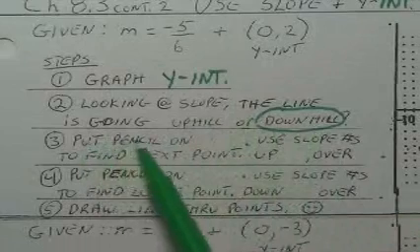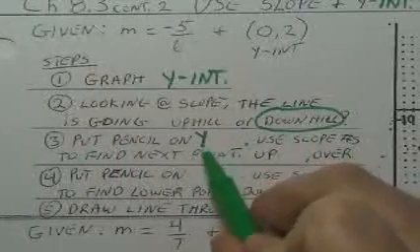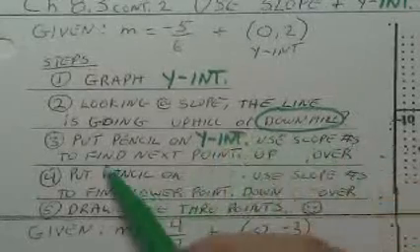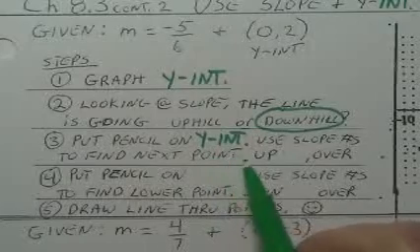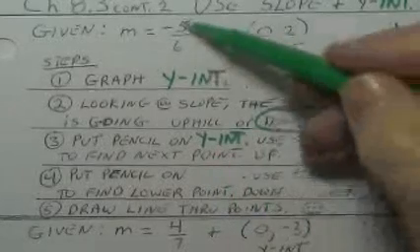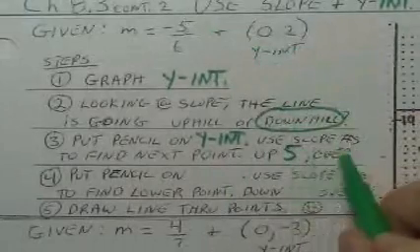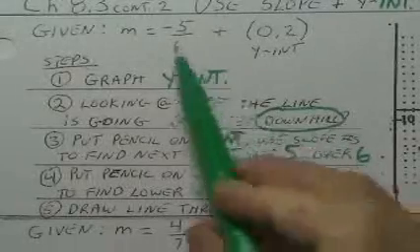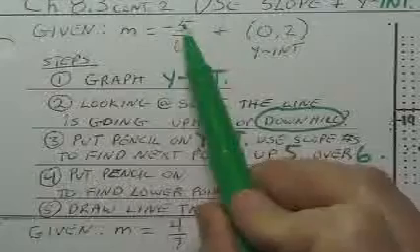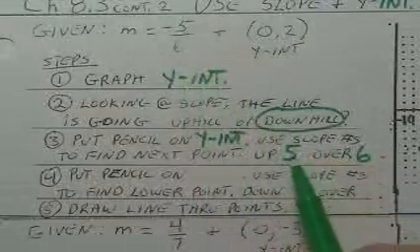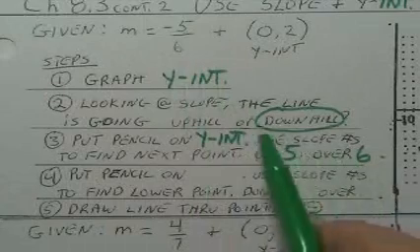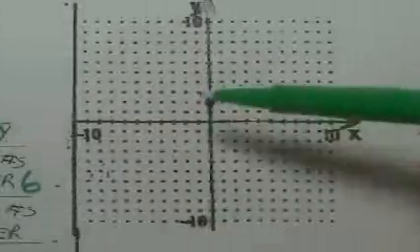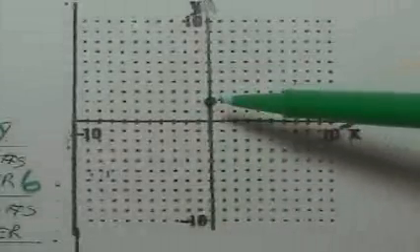Step 3. Put the pencil on the Y-intercept and then use the slope numbers to find the next point. What we're going to do is go up 5 and over 6. We're going to use rise over run. And I'm getting those numbers from up here, 5/6. So I'm going to go up 5 and over 6. But first, put the pencil on the Y-intercept. So here's the Y-intercept. By the way, I'm using a marker just so you can see it easier, but you need to use a pencil.